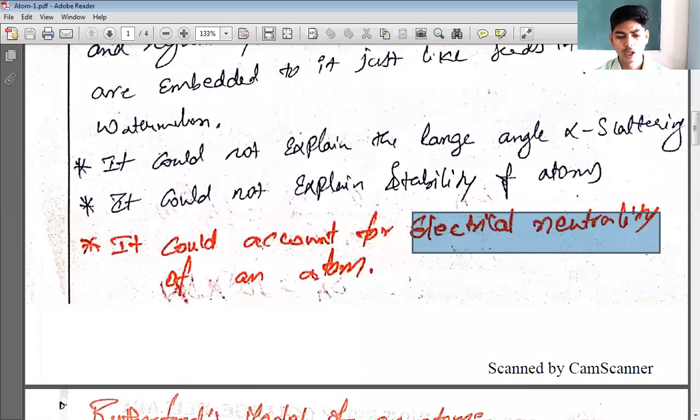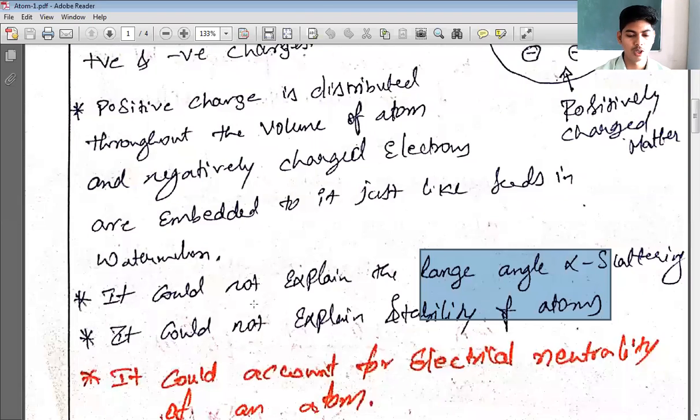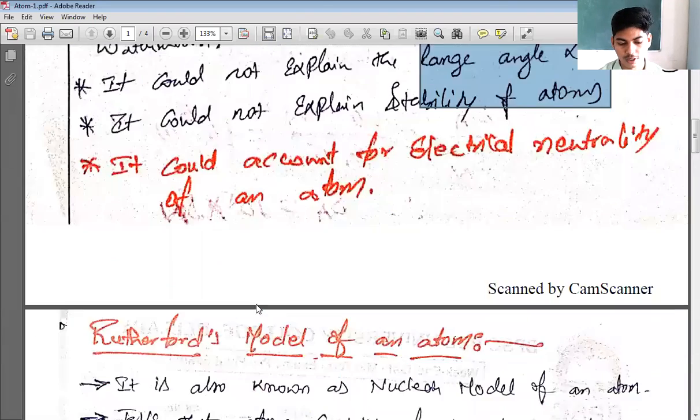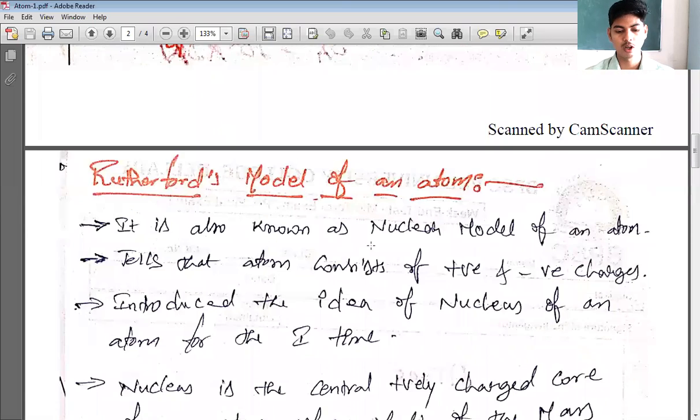So, because of these drawbacks met with J.J. Thomson's atom model, J.J. Thomson's atom model was discarded. Then comes Rutherford's atom model. Rutherford's model of an atom.